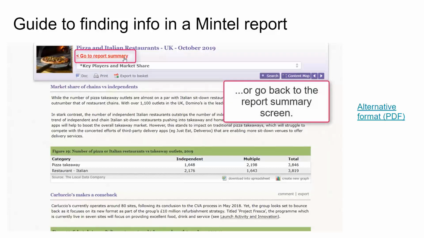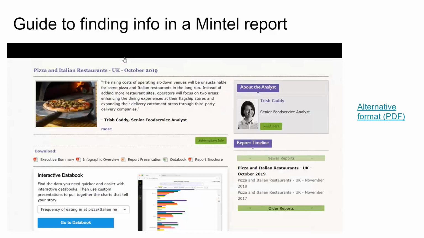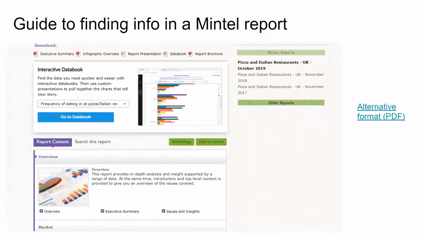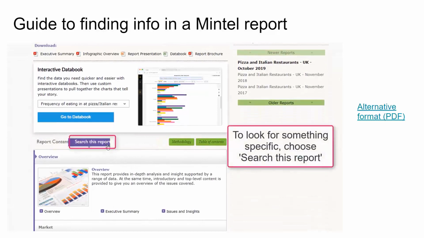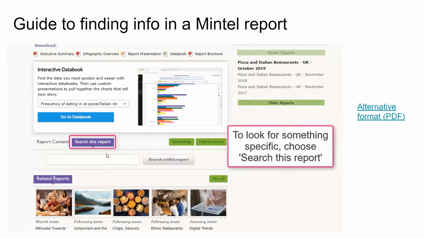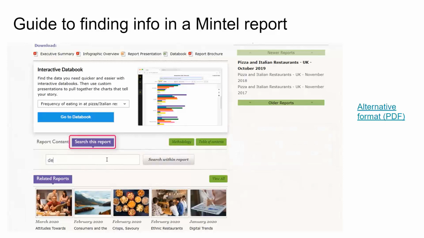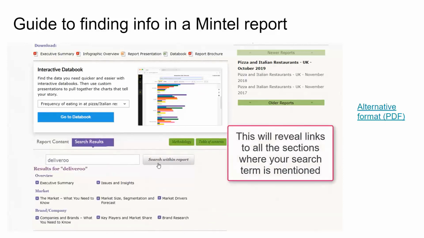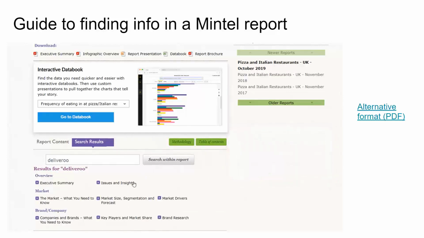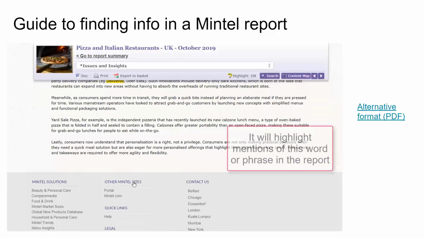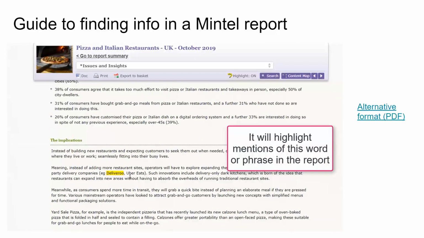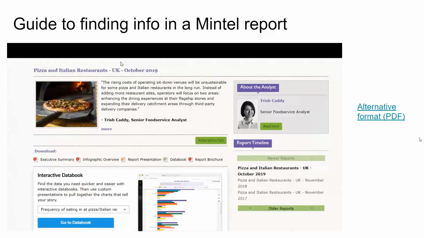So if we go back to the report summary, there's also a feature that will allow you to search for specific words within the report. So if you want to see, for example, is Deliveroo mentioned in this report about pizzas, you click to search within this report and it will give you a list of all the sections that that word is mentioned in, and it will highlight the mentions of the word.